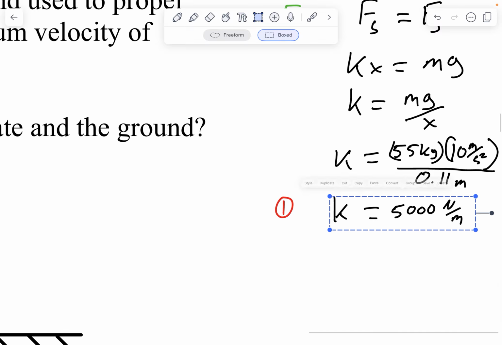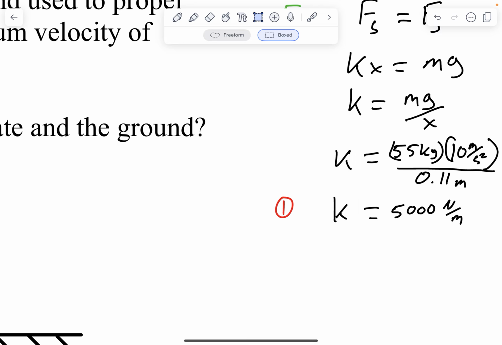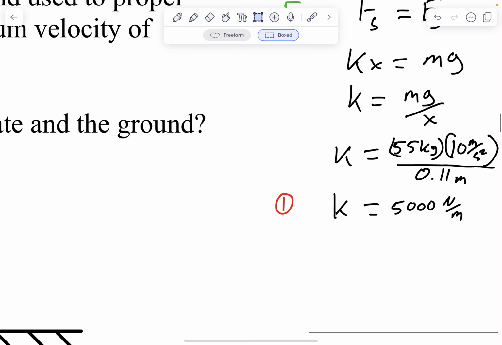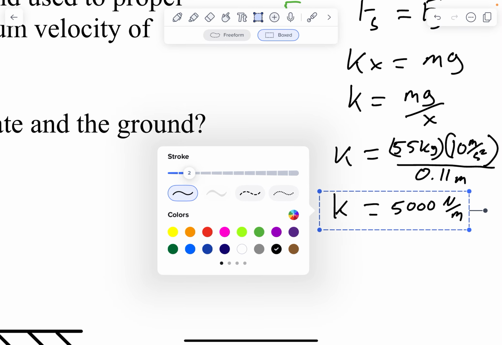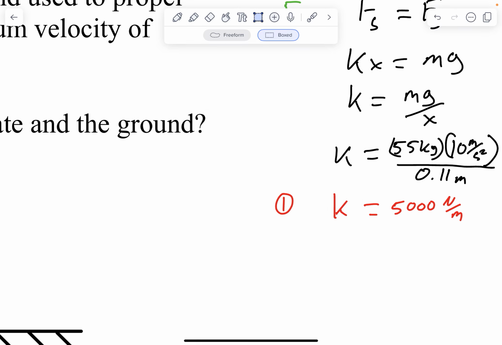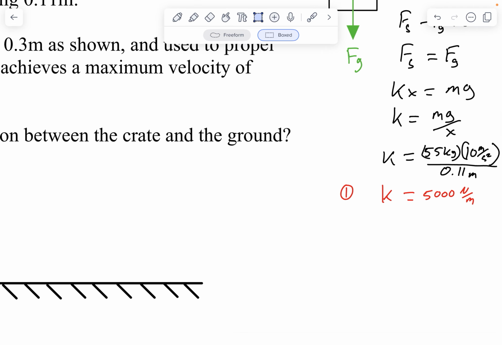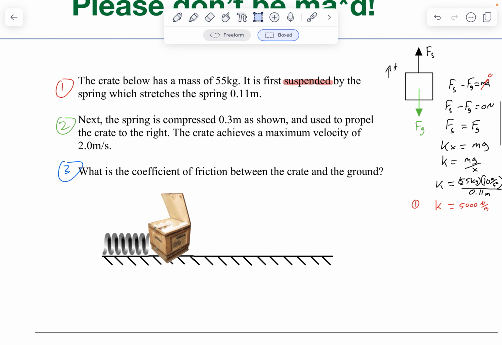It's not the answer to the problem. I'm looking for the coefficient of friction. Let me make this red. There. Okay, great. So I'm going to use that in number 2. Again, it's the spring constant, so it belongs to the spring. It's not going to change.